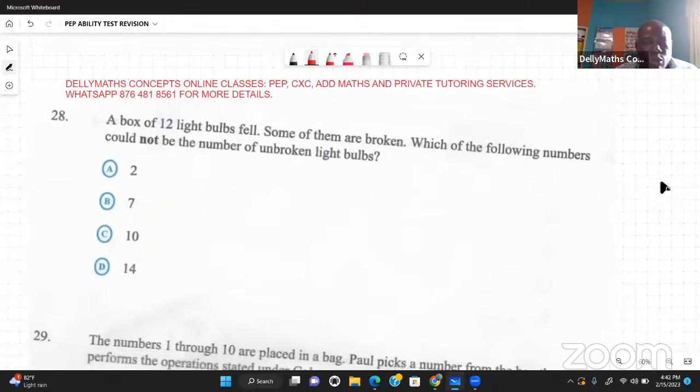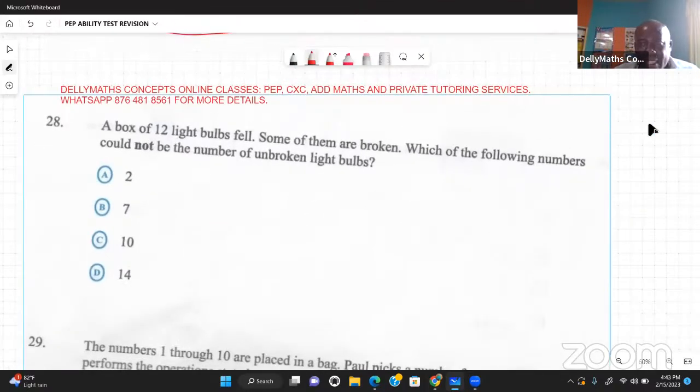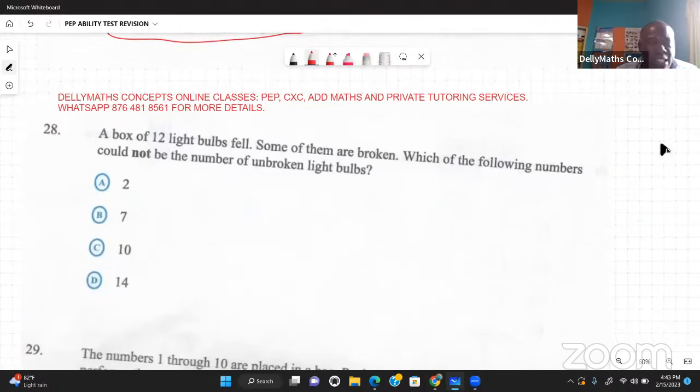All right, let us go to question 28. Sorry for the fact that it's a little bit lean, all right? So let's go at it.